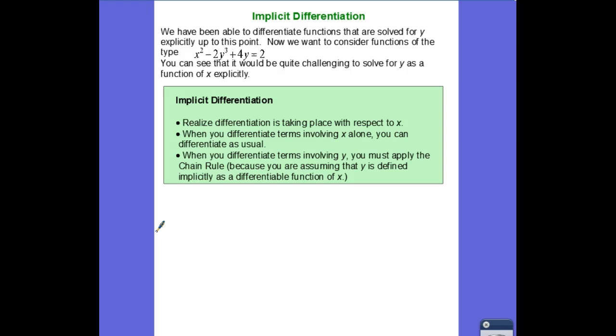When you differentiate terms involving y, you must apply the chain rule because you're assuming that y is defined implicitly as a differentiable function of x. So y has not been solved for explicitly.